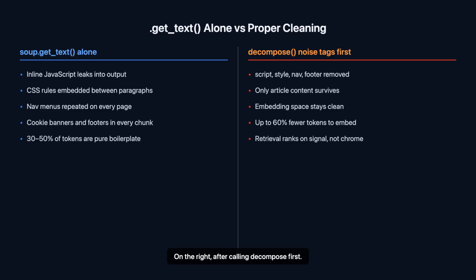On the right, after calling decompose first, the noise tags are gone. Only the article content survives. Your embedding space stays clean. You use up to 60% fewer tokens, and retrieval ranks on actual signal rather than on the Chrome around the page.